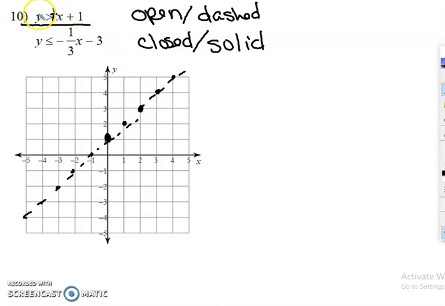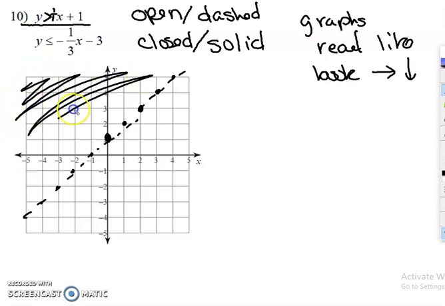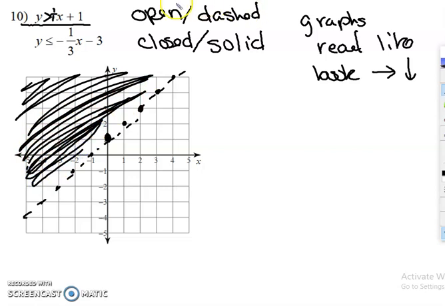But now I'm saying y is bigger than that. So which side is bigger? Because we read graphs just like a book. Graphs read like books, left to right, top to bottom. So which side is bigger than this? That would be this side, so you're going to shade it. Don't go gung-ho, because you're going to need to get in there in a minute.